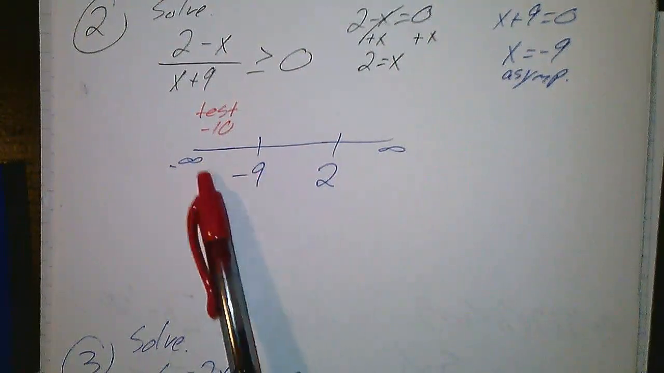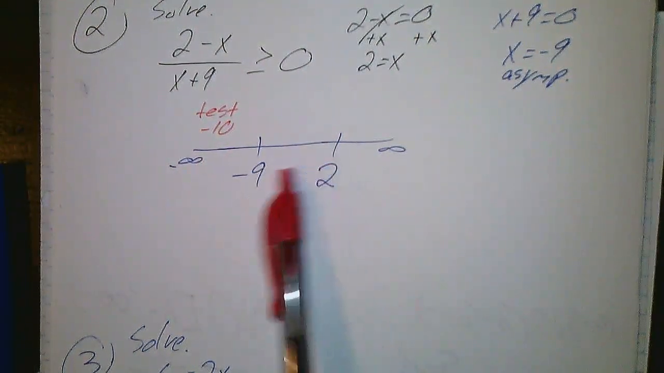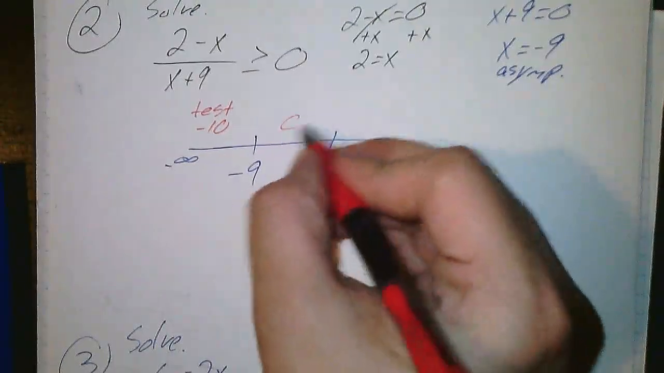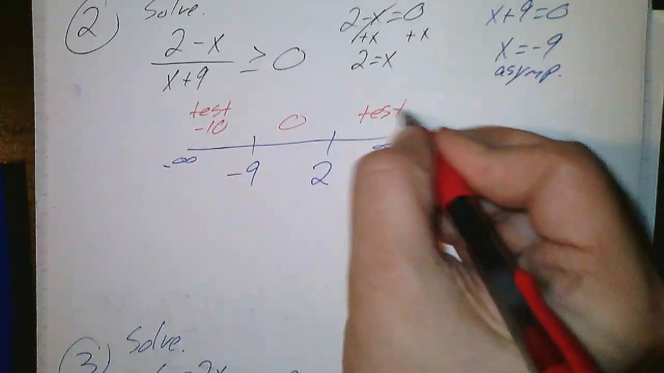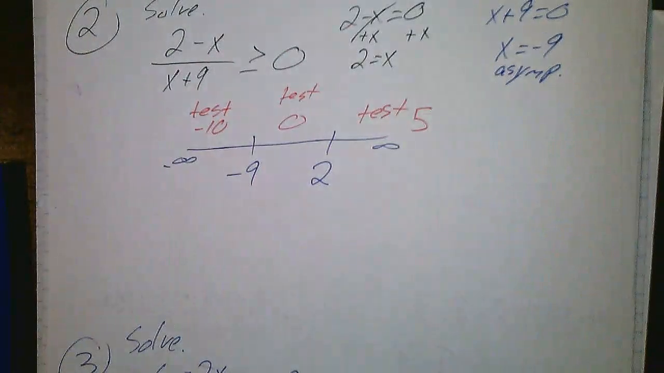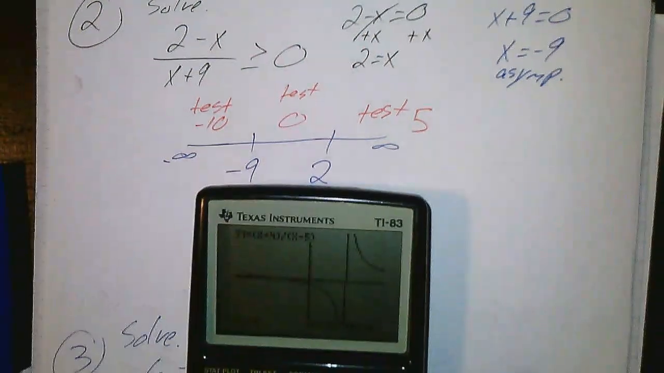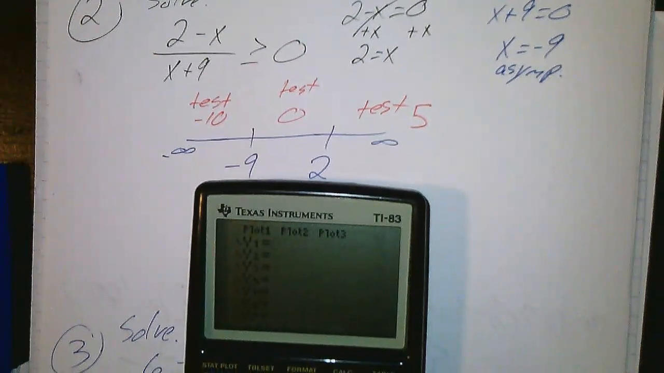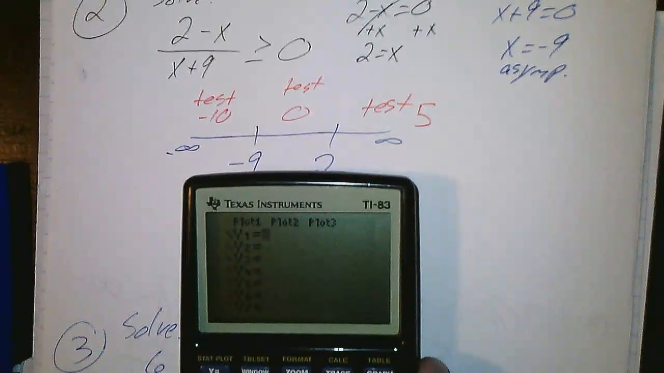I like to use -10. Anything to the left of -9 would work. Anything between -9 and 2, like 0. And then we could test something greater than 2, like 5. And again, we only care, are we positive or negative? As I put these in the calculator, I like to put parentheses around my polynomials. So parentheses 2 minus x, close parentheses, divided by x plus 9 in parentheses.